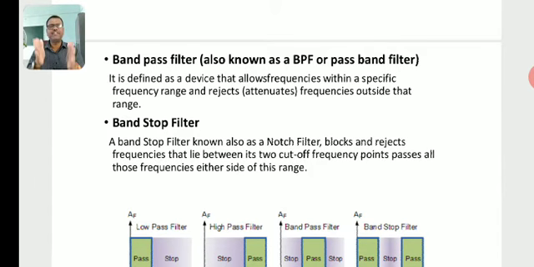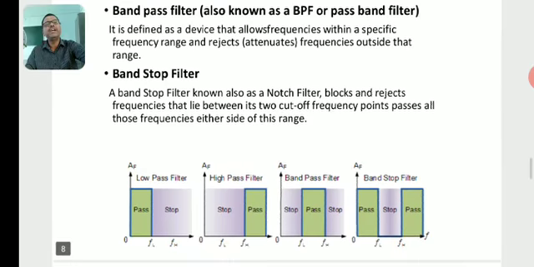That means the filter which does not allow the signals of a frequency of a specific range, which allows the signals of frequency lower than that specific range and higher than that specific range, which blocks only a certain range of frequency, is called a band stop filter.